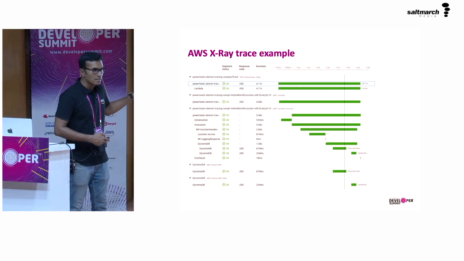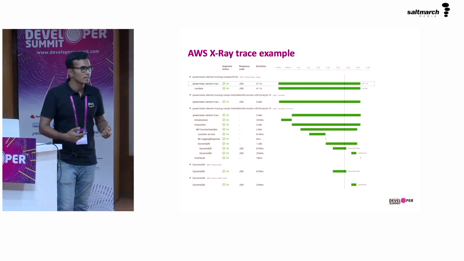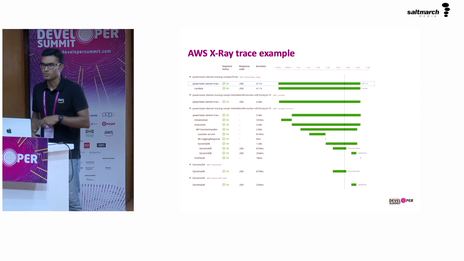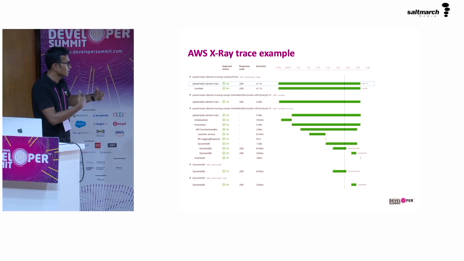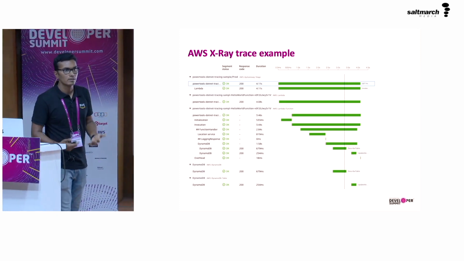With the X-Ray SDK, you can not just enable it, but also instrument it to see what exactly is happening inside your Lambda function executions. These are called segments, or the more information that you can add to see exactly which part of your application might be contributing to the slowness.